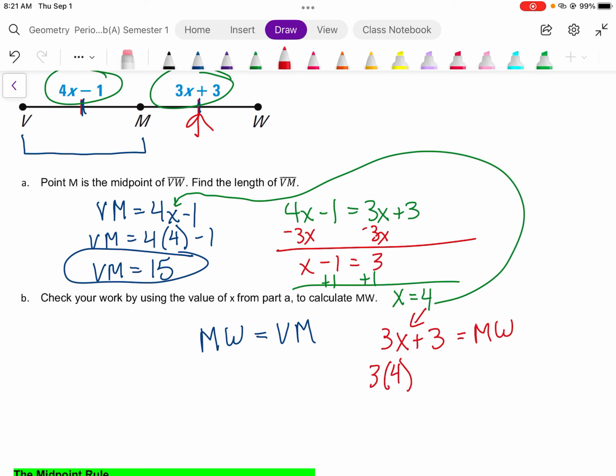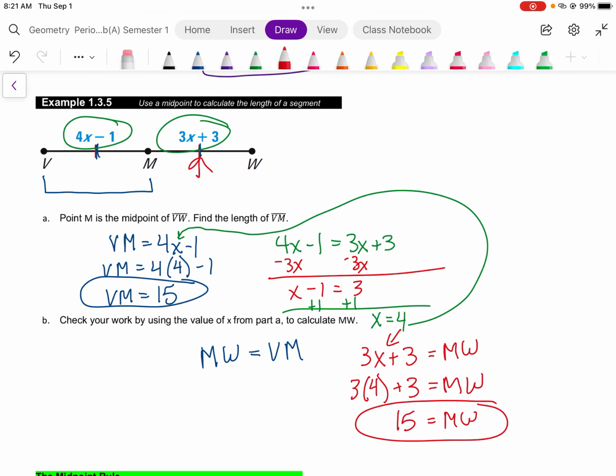3 times 4 plus 3. And again, you can type that into a calculator or just solve. 3 times 4 is 12. 12 plus 3 is 15. And that is our answer. And we know we did our work correctly because we found that both segments were equal to 15. All right, so make sure you get this copied down, and then we will move on.